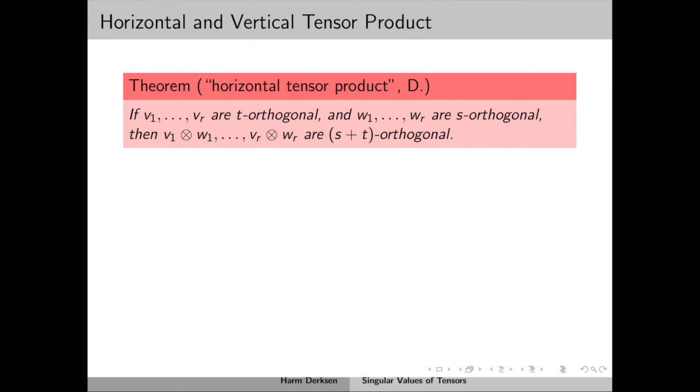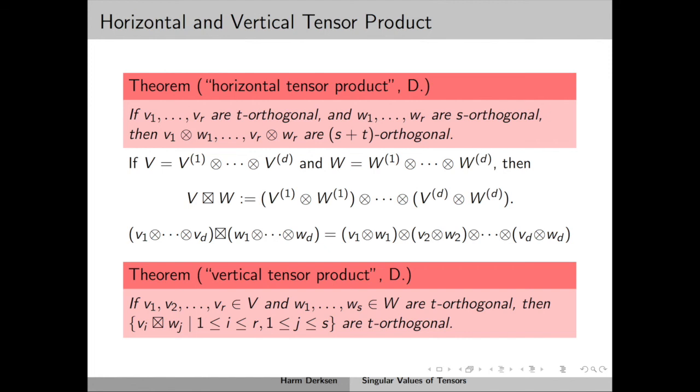Some other properties of this notion: if you have unit simple tensors that are t-orthogonal and simple tensors that are s-orthogonal, then if you take tensor products, they will be s plus t orthogonal. So that's a nice property.